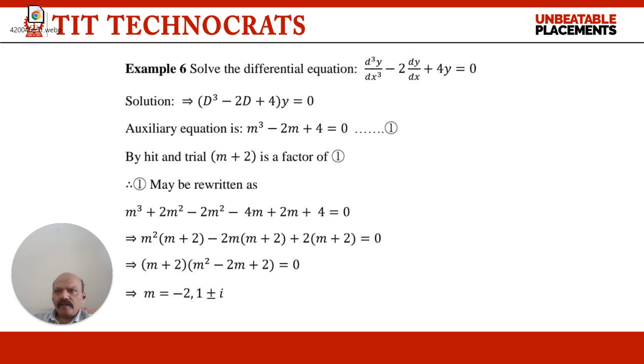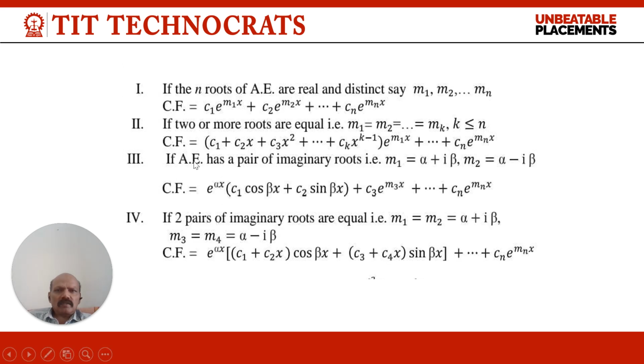When roots are complex, so when roots are imaginary, suppose we have alpha plus i beta and alpha minus i beta, imaginary roots, we know that imaginary roots always occur in conjugate pair. So corresponding to one pair of imaginary roots, we have solution e raised to alpha x, c1 cos beta x plus c2 sin beta x.